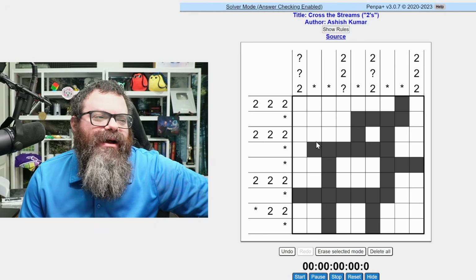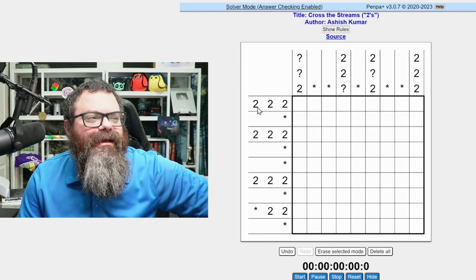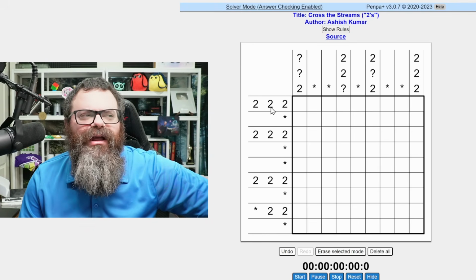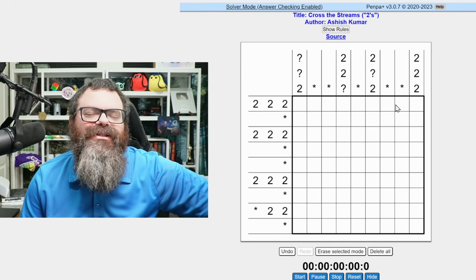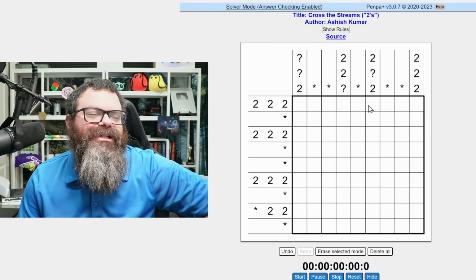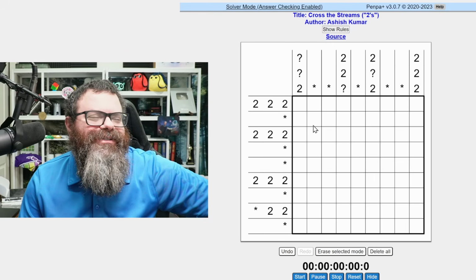All right, so now how are we shading though? That's what these numbers outside the grid are for. This tells us the consecutive run in order of shaded cells. Now this one's a little special in that it only uses 2's. That's probably why it's called 2's. And that's just Ashish's decision. But other ones you play will have different numbers, potentially.